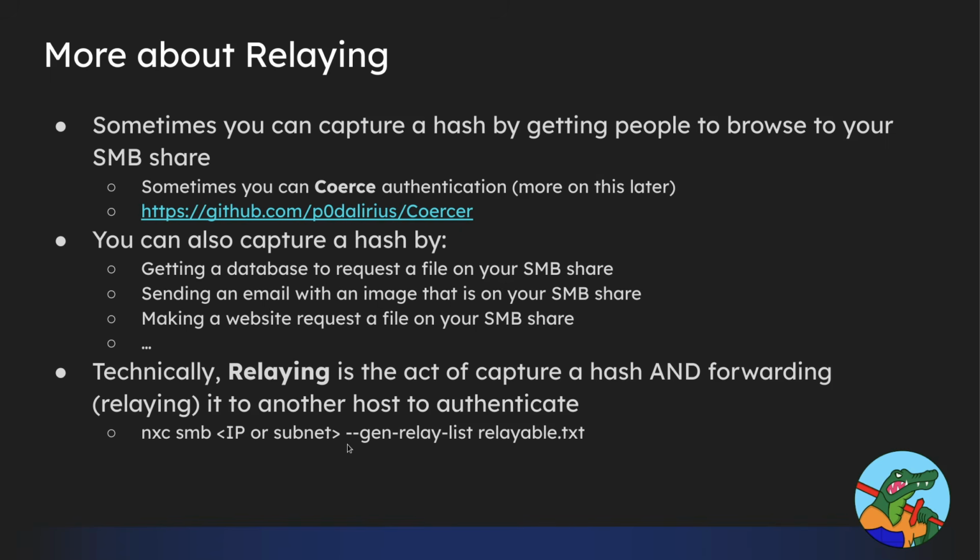Does that make sense? So if I want to do that kind of exploit, one second, I would generate a relay list with NetExec, and this is just going to find every machine that has SMB signing disabled, and it'll tell me these are the machines that are vulnerable. These are the machines you can trick and lie to.